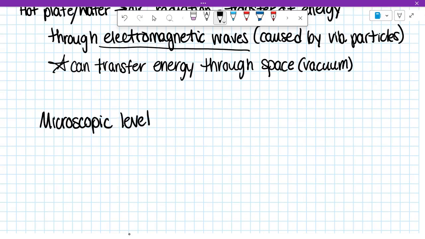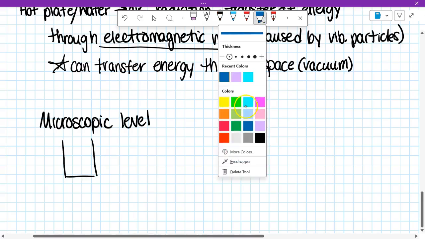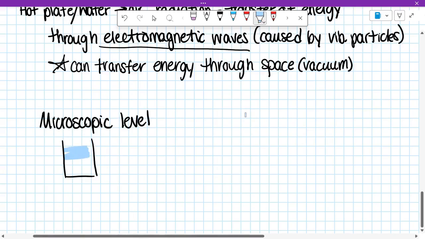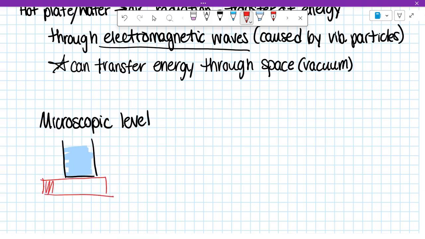Okay. So initially, we have a beaker, and let's just say that's some room temp water on the hot plate. Okay. The hot plate is hot because I colored it red. So if we think about the thermal energy or the kinetic energy of these hot plate particles, right, these are going to have a lot of kinetic energy, right?